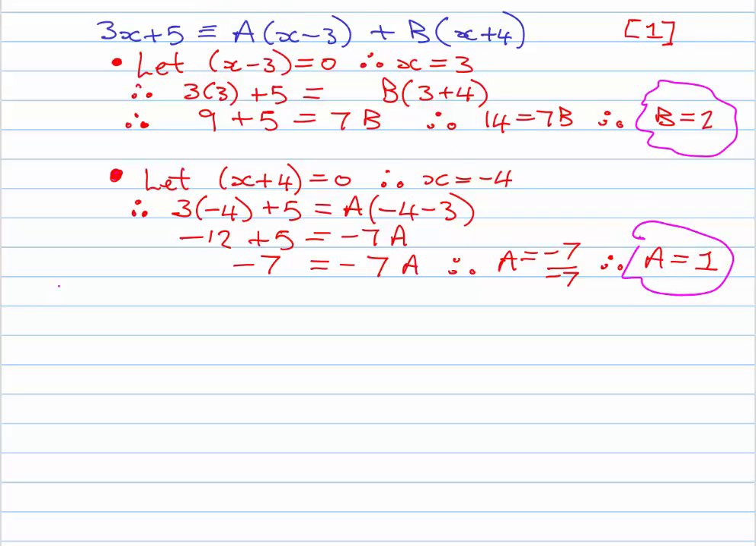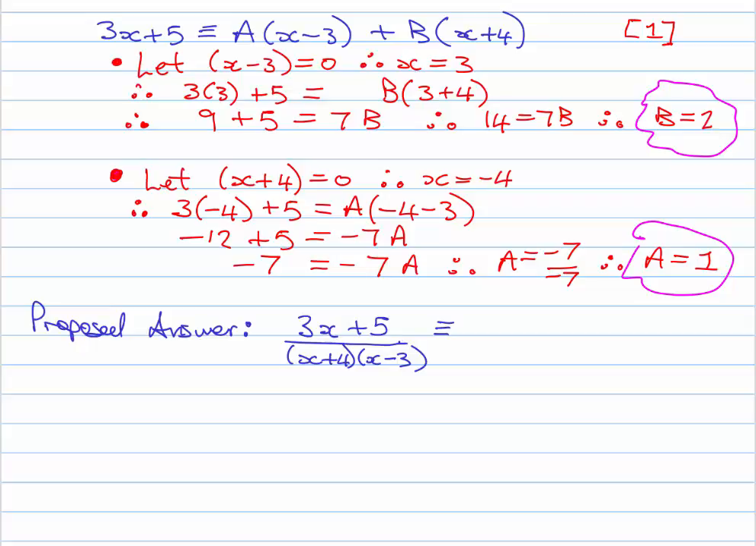So, our proposed answer, we change colour. So, proposed answer. Okay, let's put the question in first of all. So, I'm saying 3x plus 5 sitting over x plus 4, x minus 3. Okay, so that's our linear form.